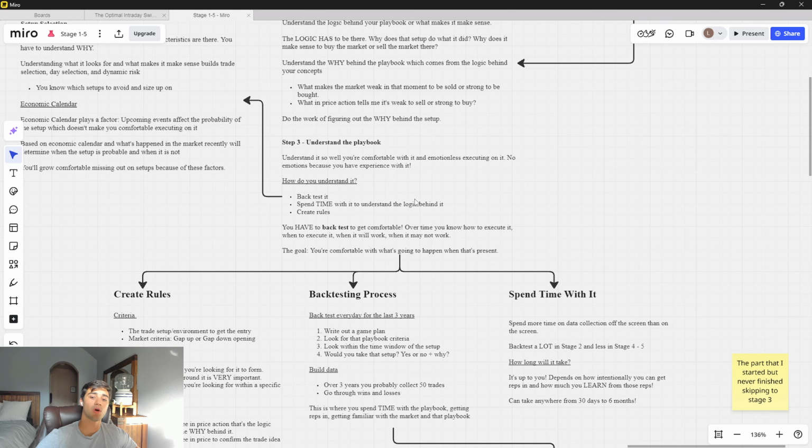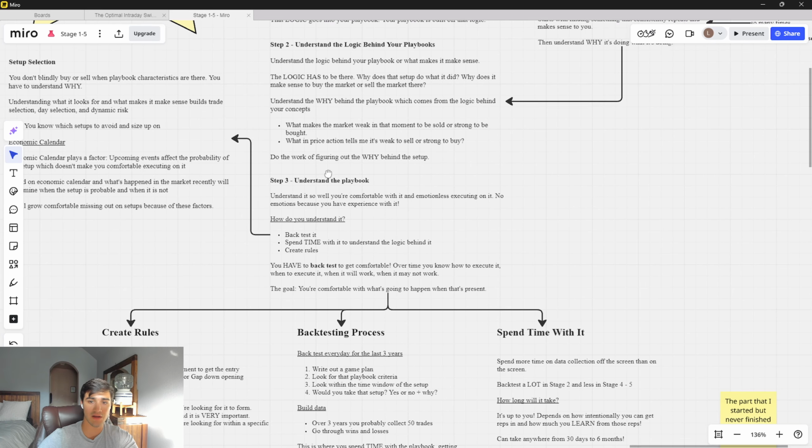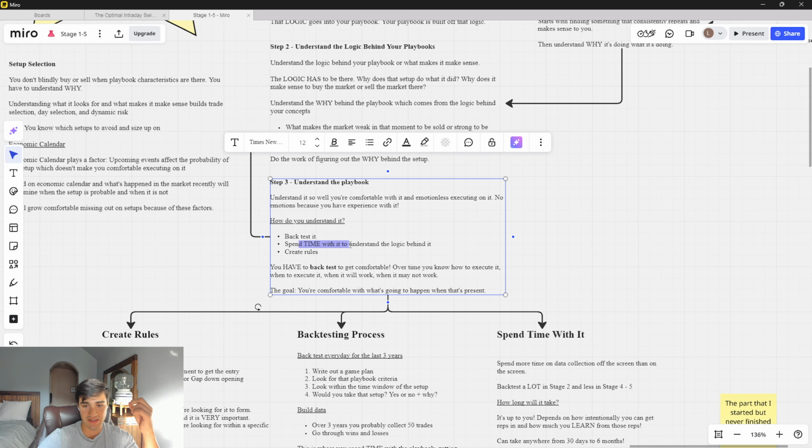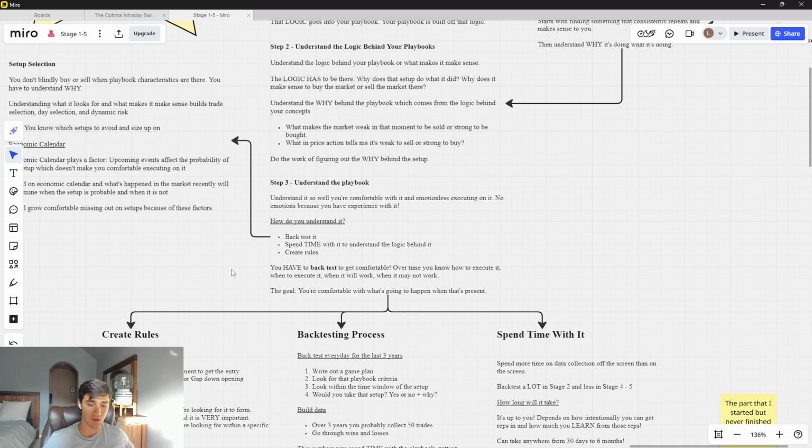So how I worked to understand that is going to be step number 3. You have to understand the playbook, right? So how do you truly understand that? How do you understand the logic behind it? You have to back test it, and you have to spend time with it to understand the logic behind that. Create rules around it. This is how you truly understand the playbook and truly understand the language behind it. It's going to make it make sense to you.